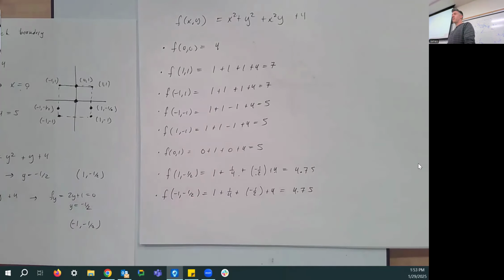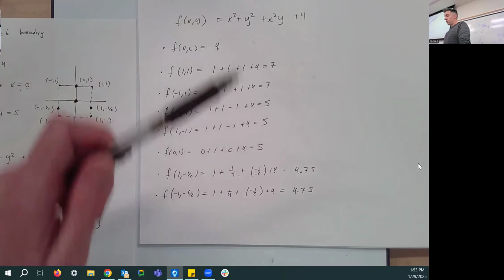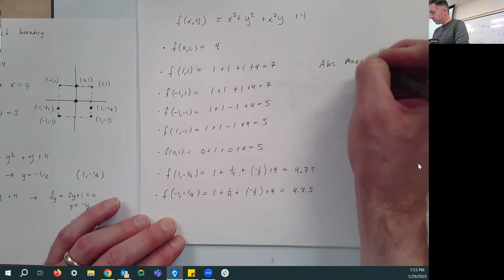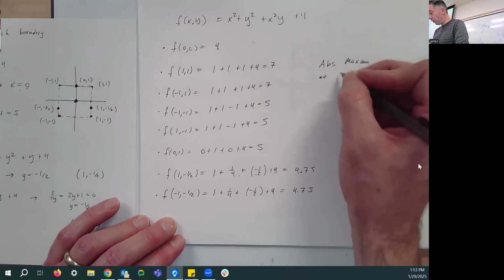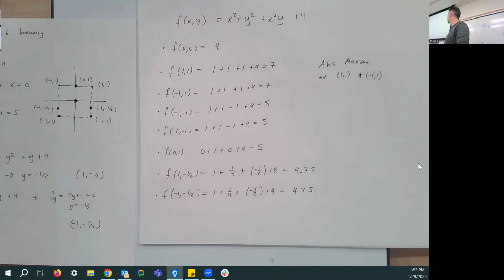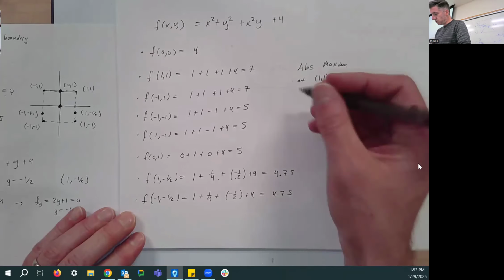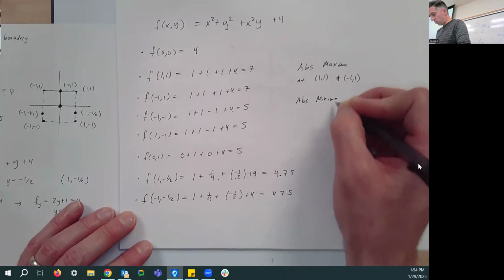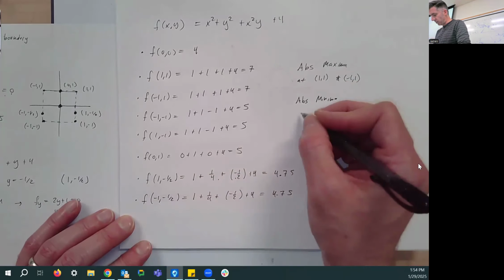So looking at all these numbers, which of those 7 numbers is the largest? Right. So we have absolute maxima at both (1, 1) and (negative 1, 1). And then we have absolute minima, and I do think we have 2 of them, at (1, negative 1 half) and (negative 1, negative 1 half).